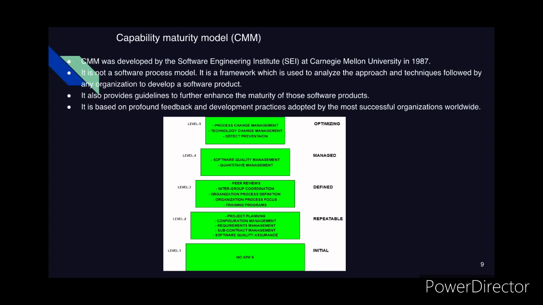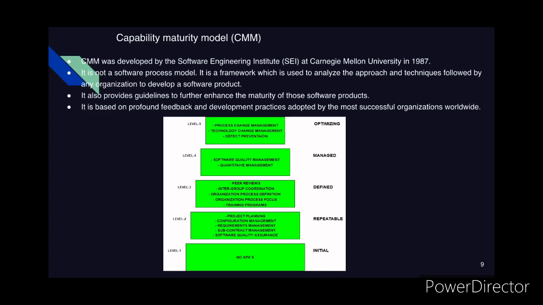Now the next level, level 4, is managed level. In this stage, quantitative quality goals are set for the organization for software products as well as software process. Now quantitative, as you can see the word, it is a quantity. Suppose you give some ratings to some apps or some software, and that kind of measurement is done in this process.